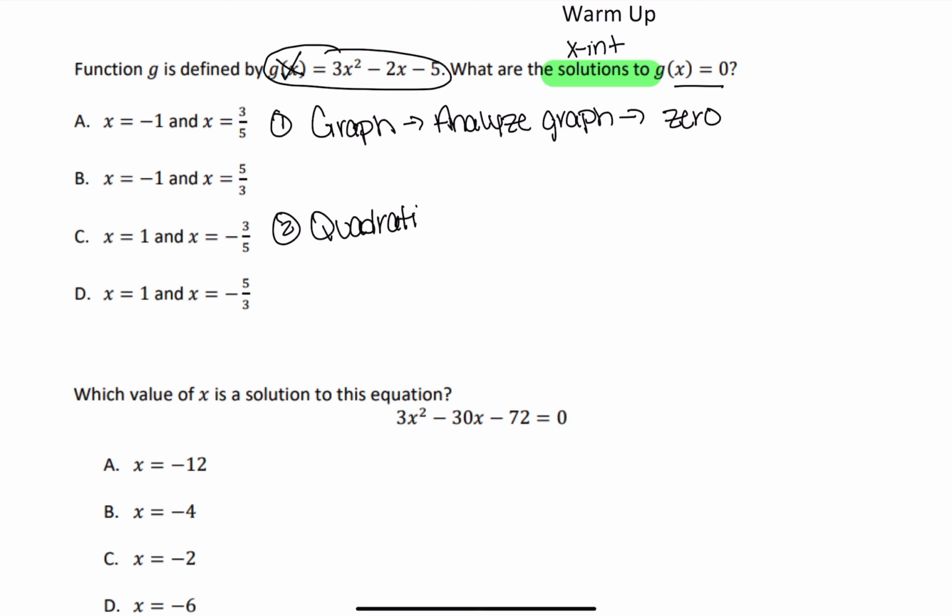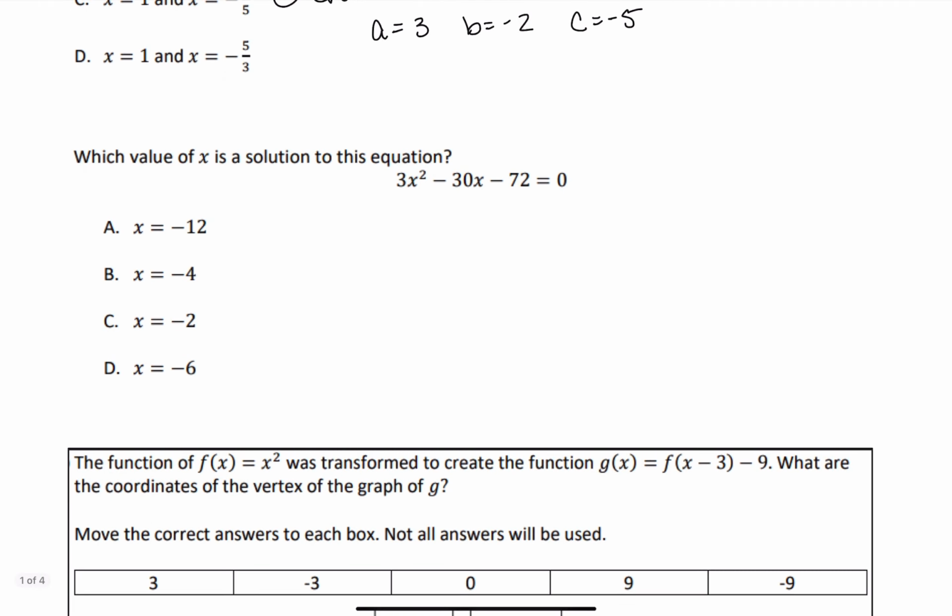If you decide to do that, your A is going to equal 3, your B equals -2, your C equals -5, and then it would get you the same answer. Once you graph, analyze the graph, and get your zeros, it'll give you one of these answers, and the same thing for the quadratic formula. Your second question is going to be the exact same thing. It's asking for solutions. It does equal 0, so you can do the exact same thing.